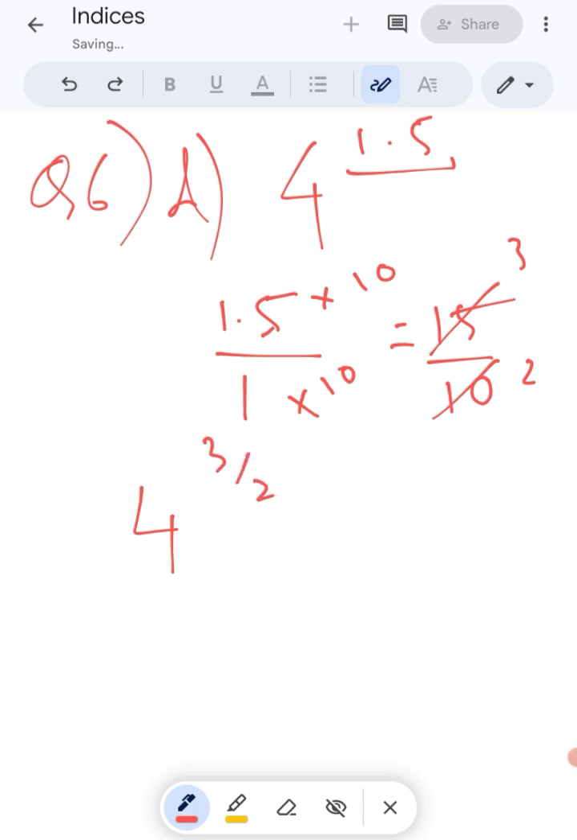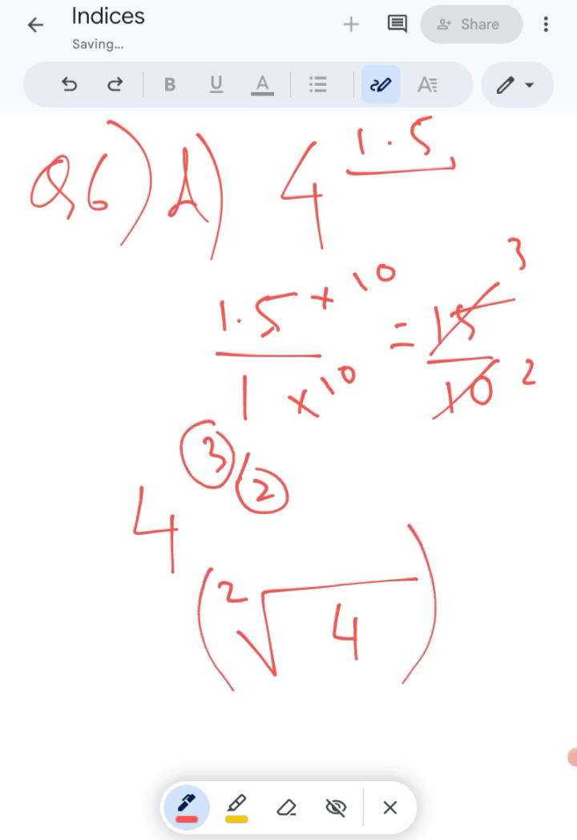Agreed? Now, how can I write this in a power form? Putting a root here, this becomes your denominator, and your numerator becomes an outside power. Okay? Now, the square root of 4 is what? 2. Agreed? And if I do the cube of that, I get my answer 8. So 8 is going to be your final answer.